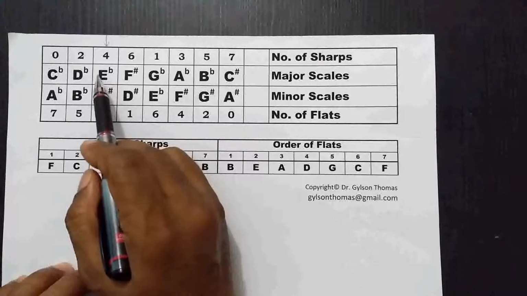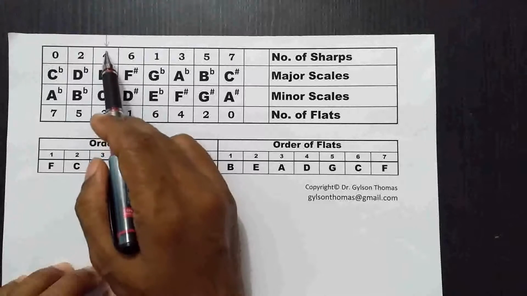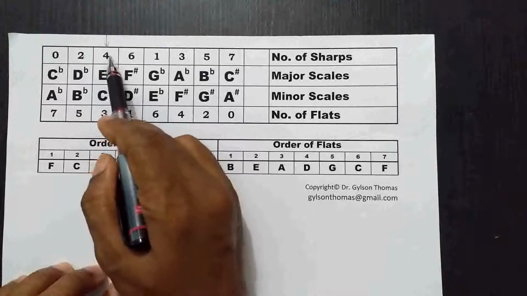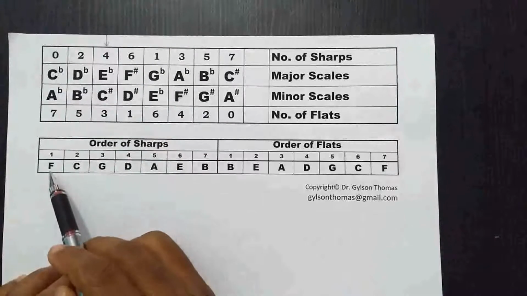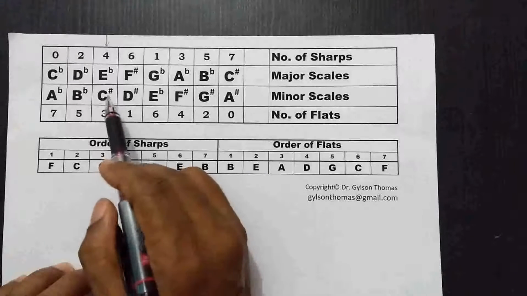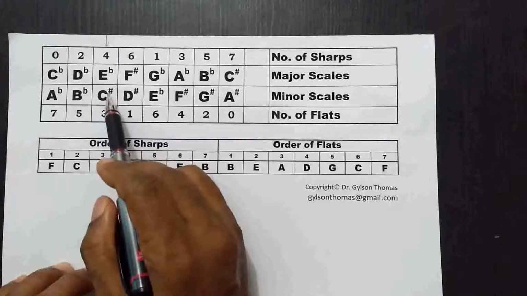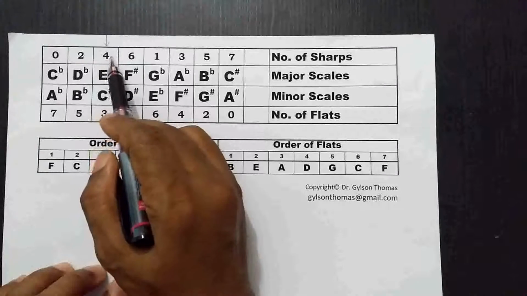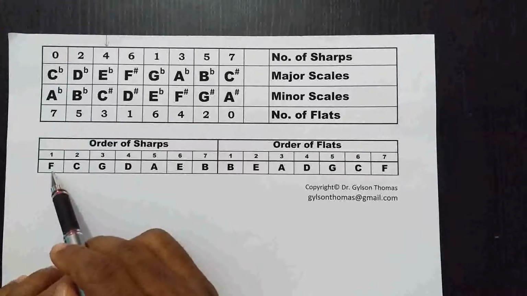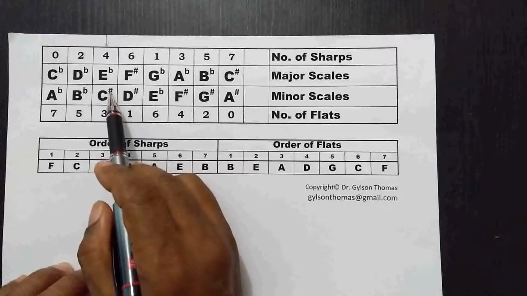E major scale can be obtained by taking the number of sharps here. That is, since this is flat, take the number of sharps, which is 4, and the sharps are F, C, G and D. In the case of C sharp minor scale, since this is sharp, take the number of sharps in that column, which is 4, and the sharps are F, C, G and D.